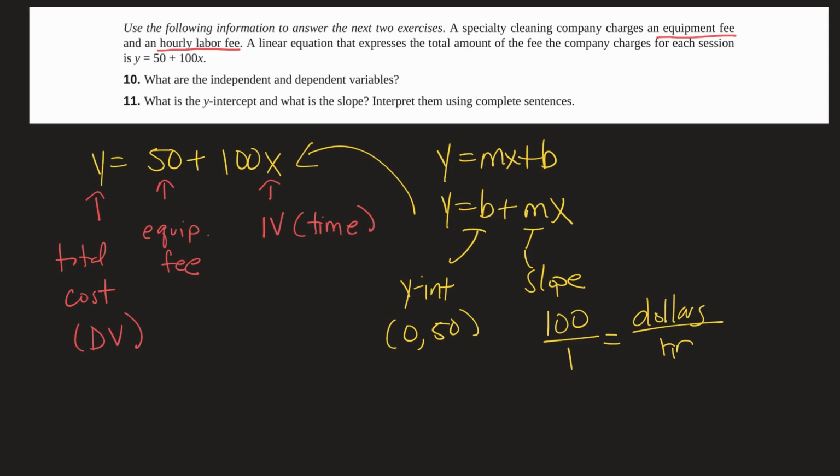And then the intercept is the initial fee to get started. So we walk into the cleaning company and we say, we have this thing we need cleaned. Well, before they do anything, they're going to charge $50. And then depending on how much time it takes to clean that thing, it's going to be $100 per hour. If it takes 1 hour, it will be $50 plus $100 for 1 hour. And of course, that total cost will be $150.